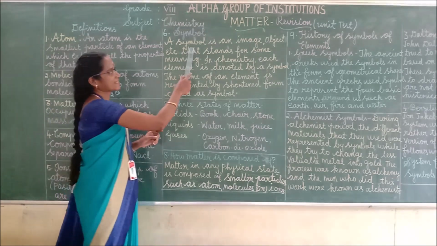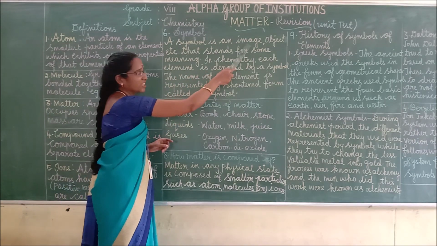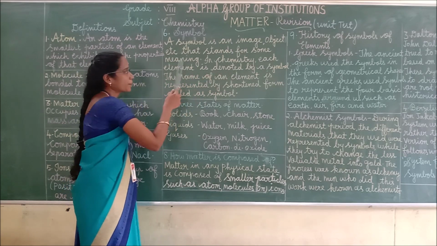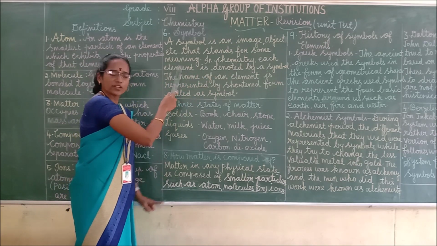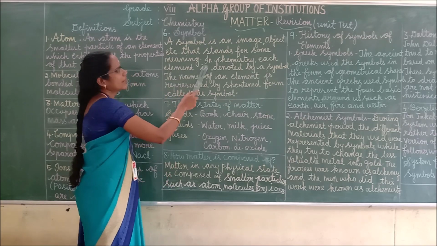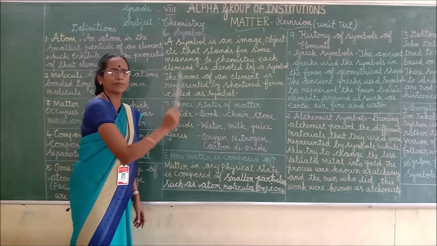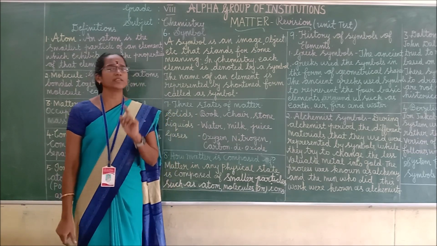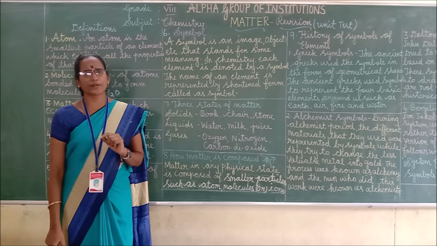So, a symbol is an image, object, etc. that stands for some meaning. You should remember this point. Symbol stands for some meaning. In chemistry, each element is denoted by a symbol. In the periodic table, nearly 118 elements are present.